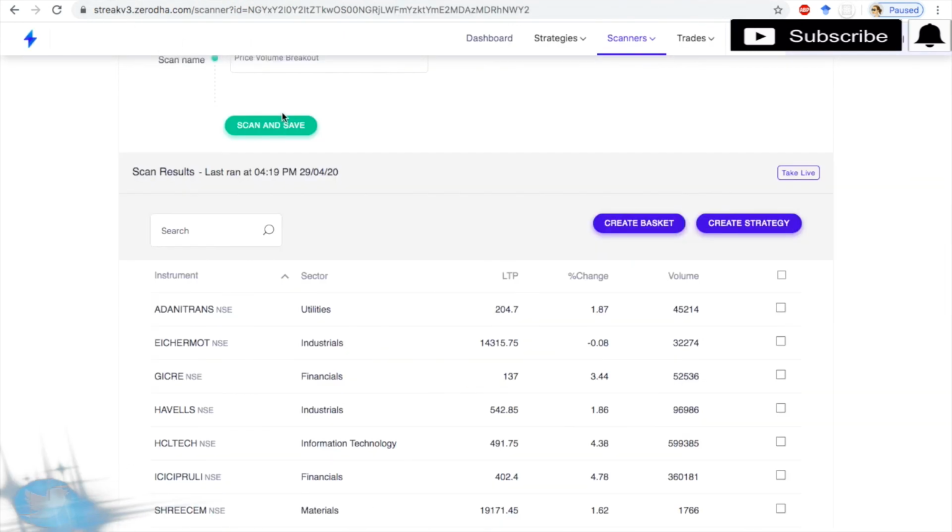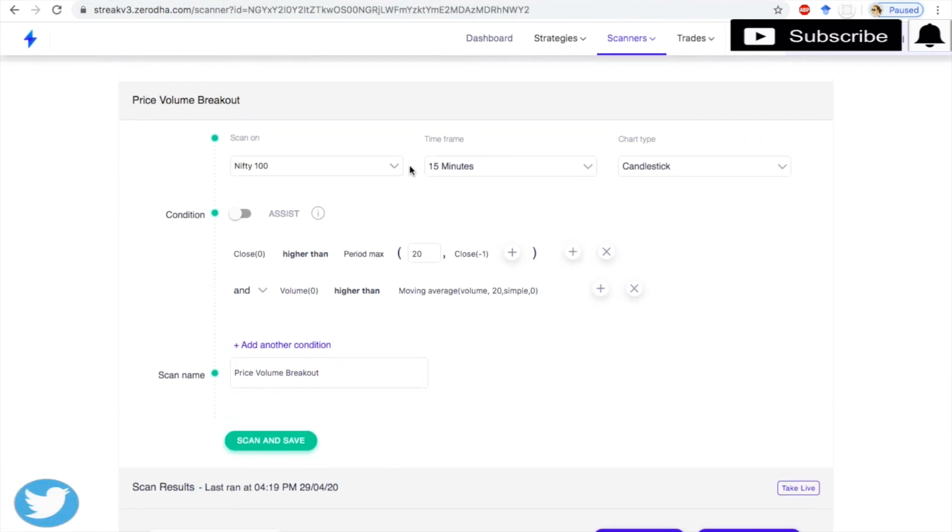In Streak you can generate an alert based on your indicator. So today we have seen a scanner that will scan for price and volume breakout. Thank you.